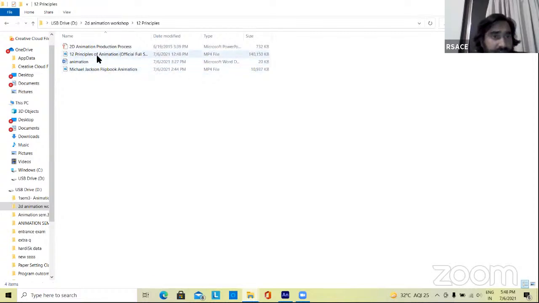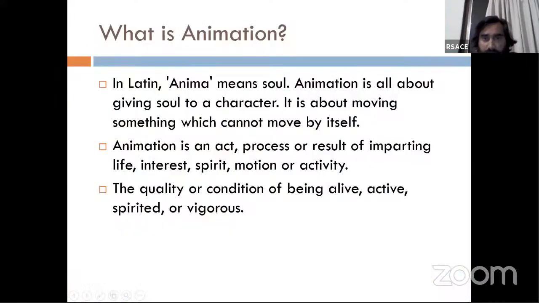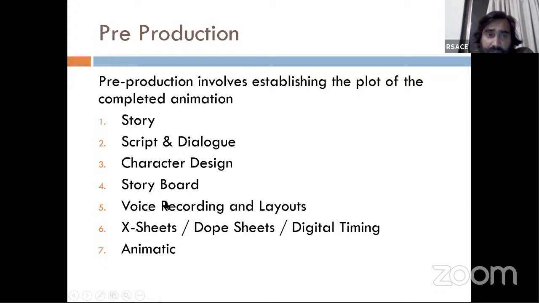Animation process, animation history, types of animation. Yeah, there is a pipeline to create animation. It shows pre-production. There are 3 stages in animation: the first one is pre-production, the second one is production, and the third one is post-production. In pre-production, we create a story, a script, character designing, and storyboarding.